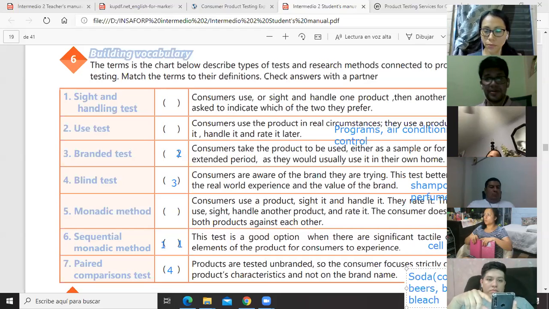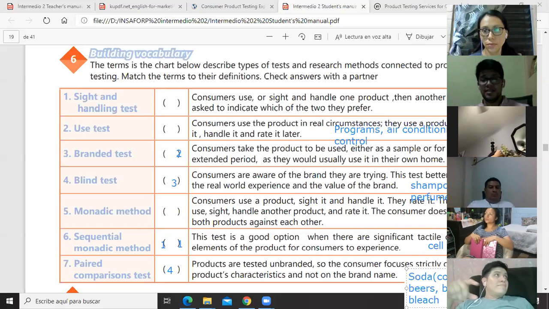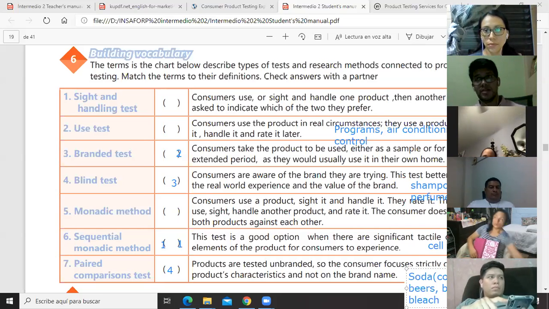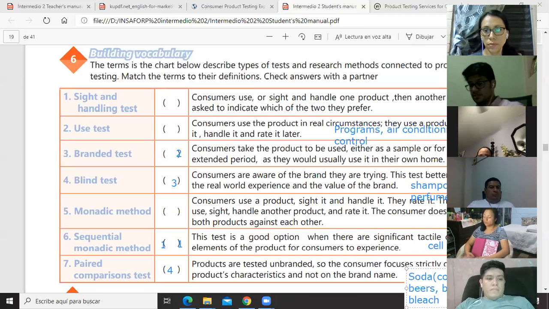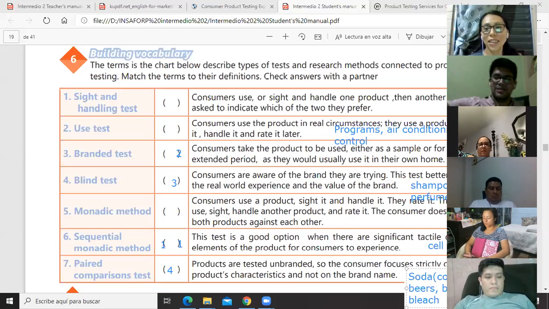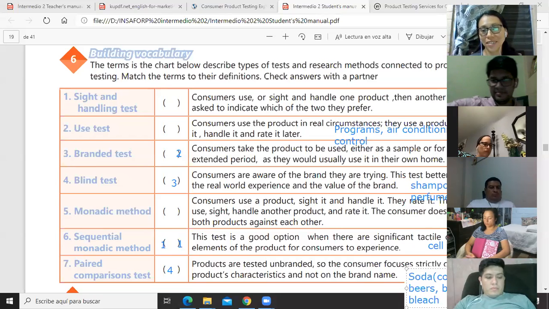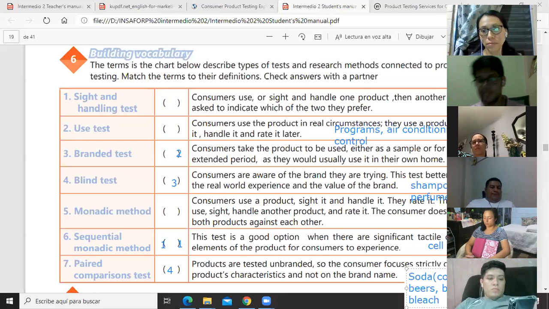Vanish is a very popular product, and they do that in commercials, right? They test one type of bleach versus Vanish, and then they turn around the bottle, like they have it like this, and then they turn around. It's Vanish.